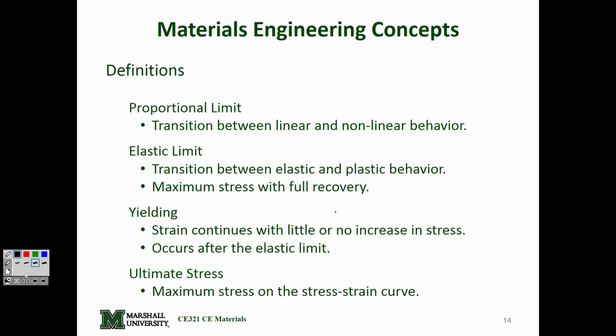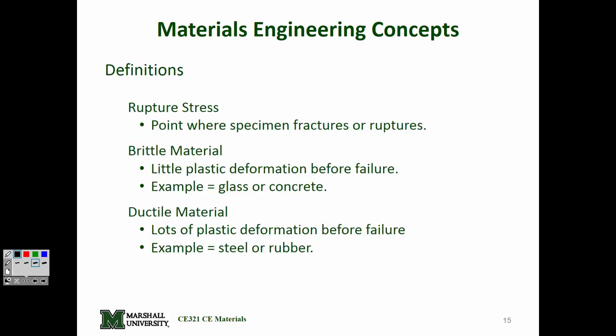Proportional limit: transition between the linear and nonlinear. Elastic limit: transition between the elastic and the plastic. Those are not the same points. Yielding is when you have a continuing increase in strain with little or no increase in stress. Ultimate stress is the maximum peak on your engineering stress strain curve. Of course, that's what we're after a lot of times, the ultimate stress. We'll back off of that for design purposes. Rupture stress, pretty obvious what that is.